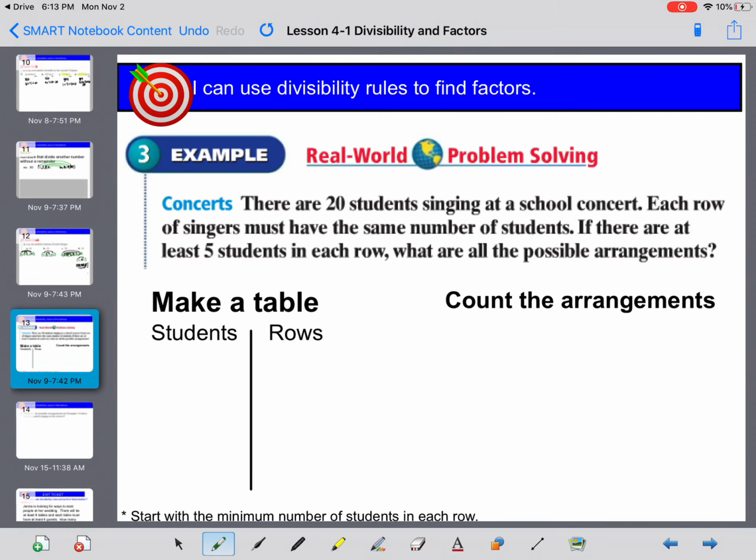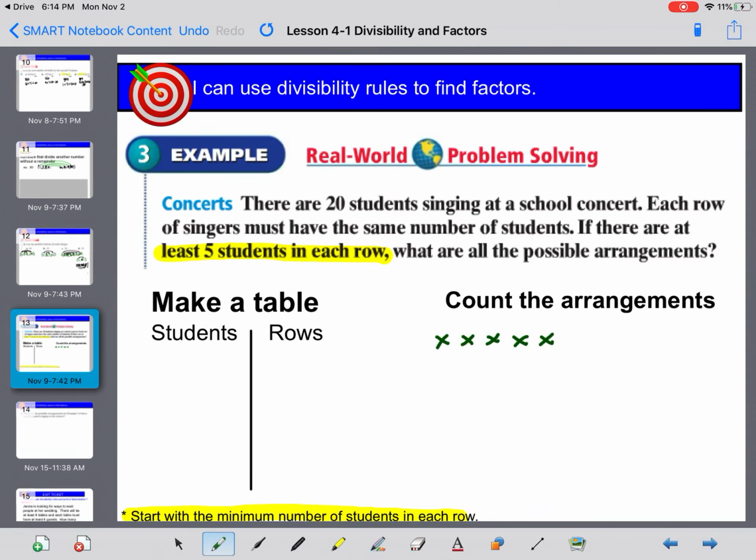Well, the first thing that I could think is, each row of singers has to have the same number. There are 5 students in a row. So let's start here. 1, 2, 3, 4, 5. I'm going to draw a picture. So I have 5 students. So start with, see how I wrote this here? Start with the minimum number of students in the row. There are at least 5 students in each row. So I have 1 row of 5.